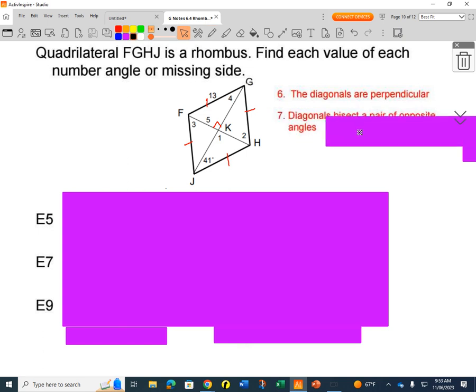Something else that will be helpful for these examples is the diagonals bisect a pair of opposite angles. That means that this angle's congruent to this angle, right? Opposite angles are congruent, so that's going to make those two congruent as well, but I'm just going to mark those two, because that's the only one that has a measure there.